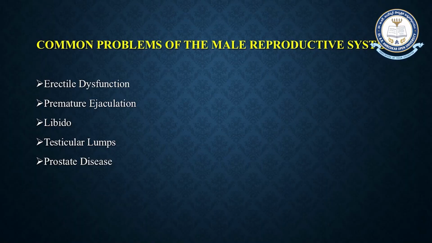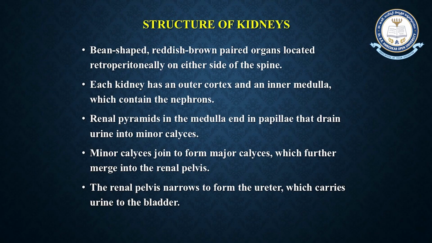Urethra carries the semen and the urine out of the body. Some of the common problems associated with the male reproductive system are erectile dysfunction, premature ejaculation, low libido, testicular lumps, and prostate disease. Let's start with the structure of kidneys.